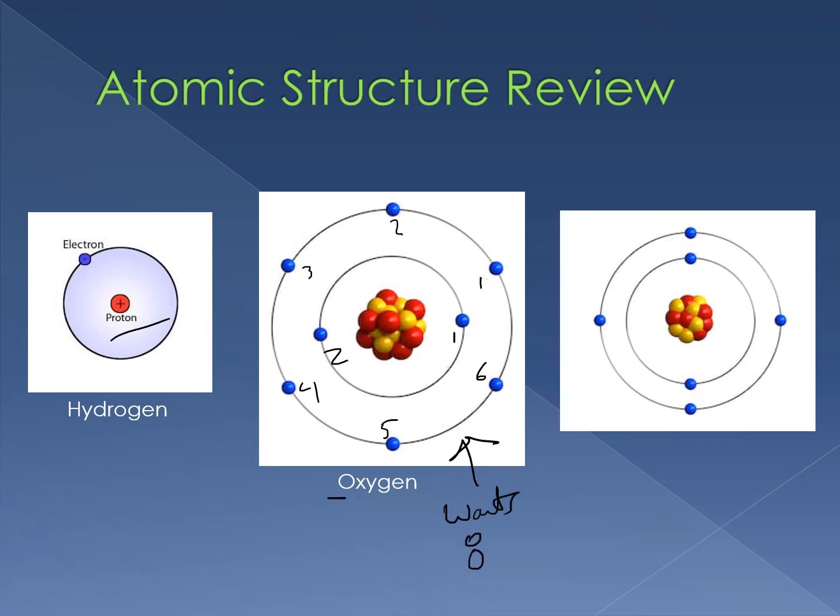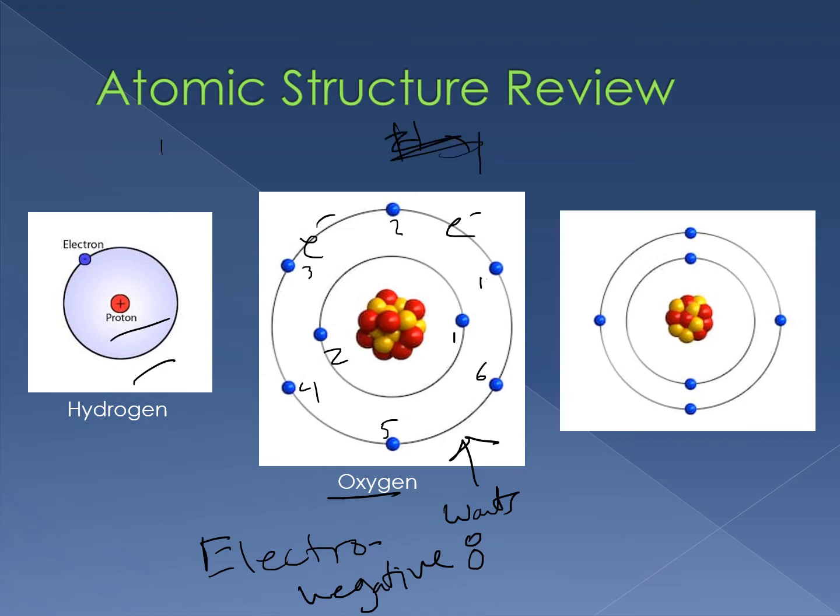So we say that oxygen is electronegative. That means it's really attracted to electrons. It wants to gain 1 and 2. So it could form 2 covalent bonds, say with hydrogen, forming this magical molecule we call water. This magical molecule called water. See, hydrogen, hydrogen, oxygen. All right.